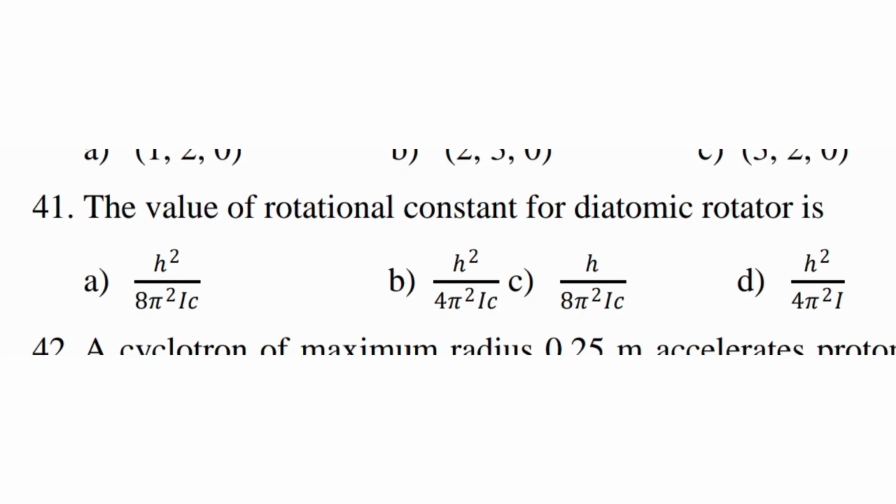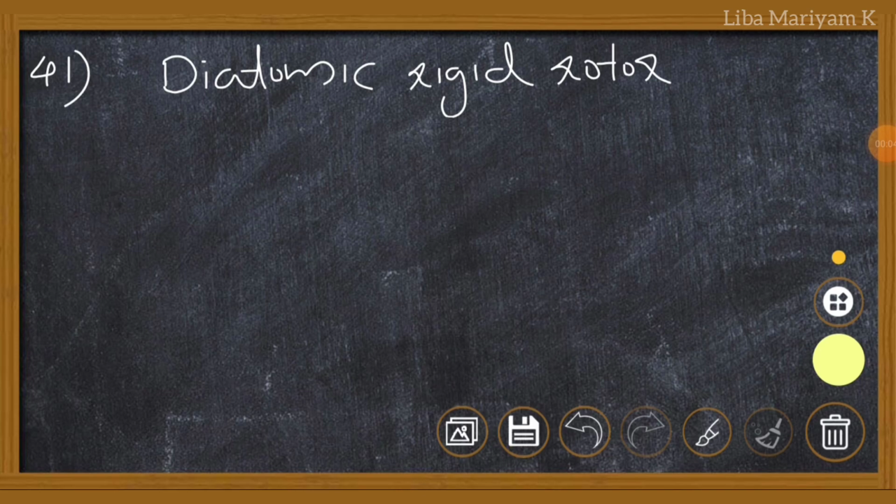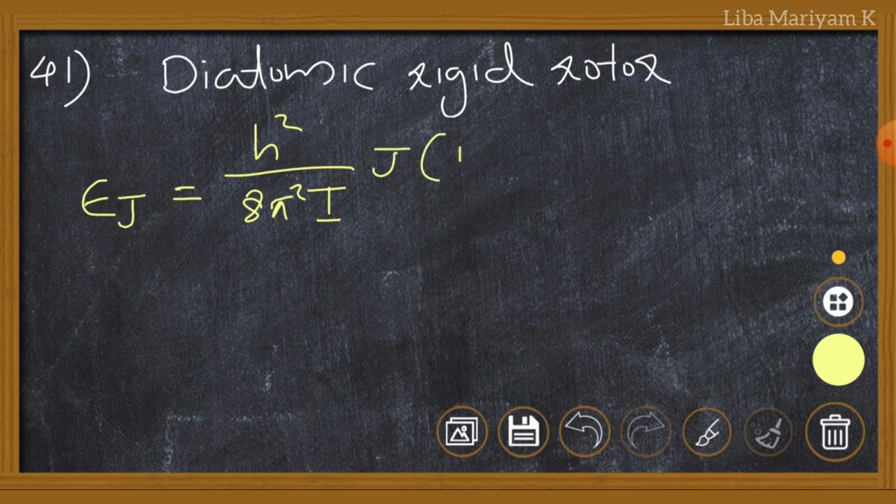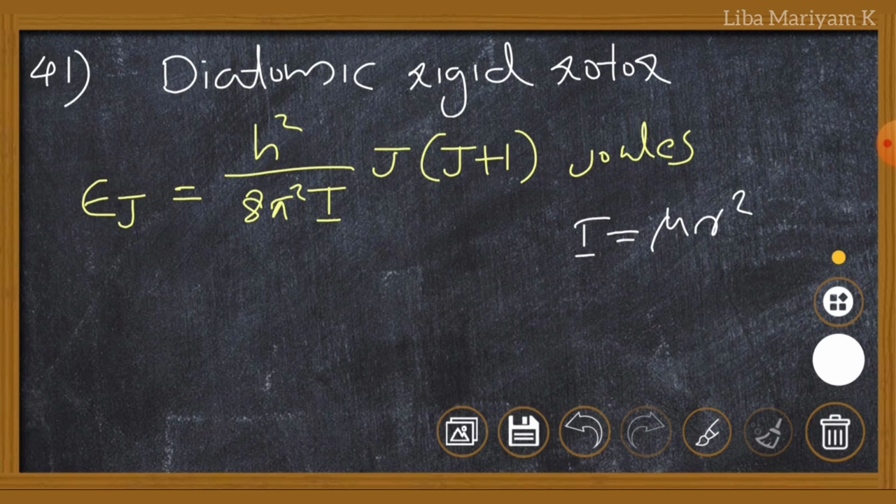41. The value of rotational constant for diatomic rotator is. The question is about rotational constant of diatomic rotor, and here the condensed rotational energy of diatomic molecule is given by Ej is equal to h square by 8 pi square I into j into j plus 1. This energy is in joules, and where h is Planck's constant, I is moment of inertia, that is mu r square, mu is mass of molecule, and j is rotational quantum number.